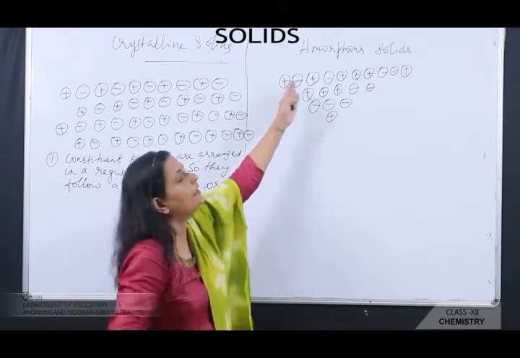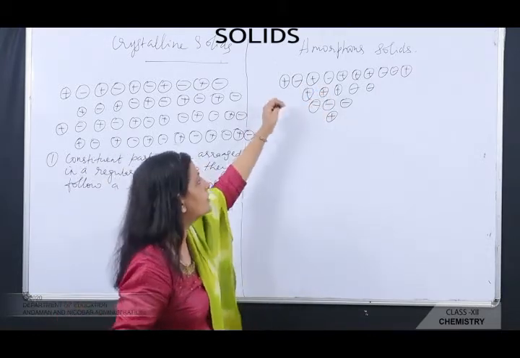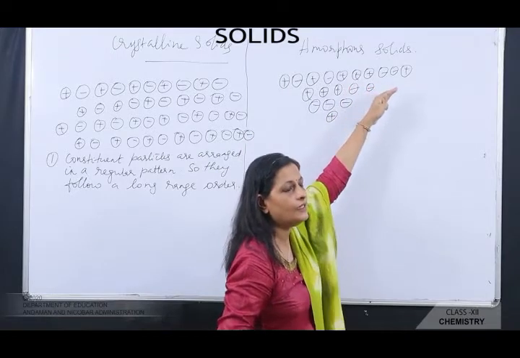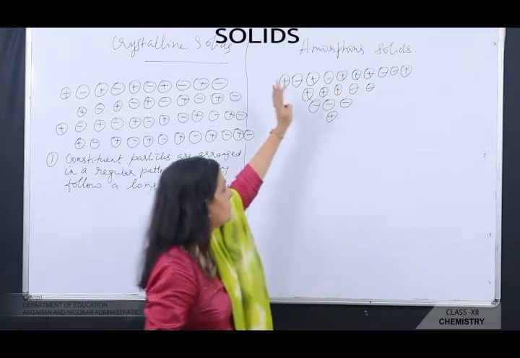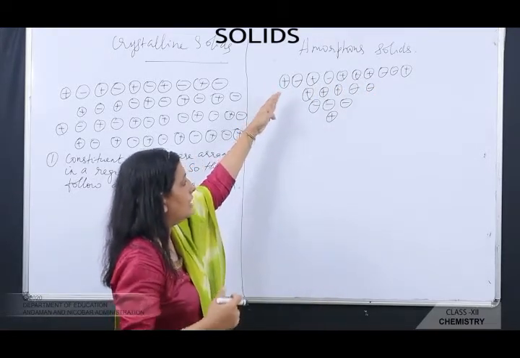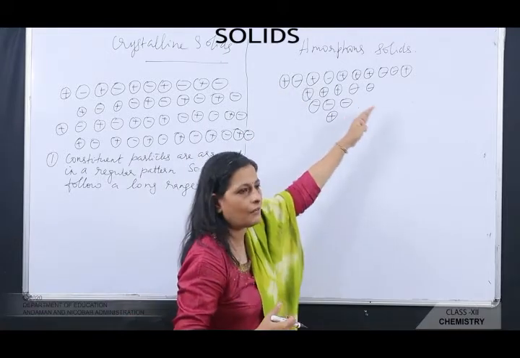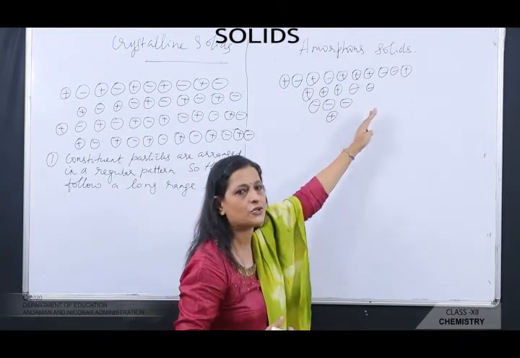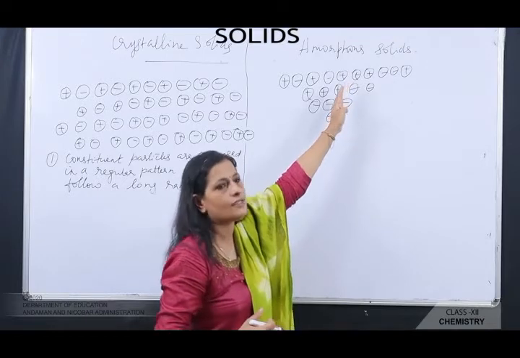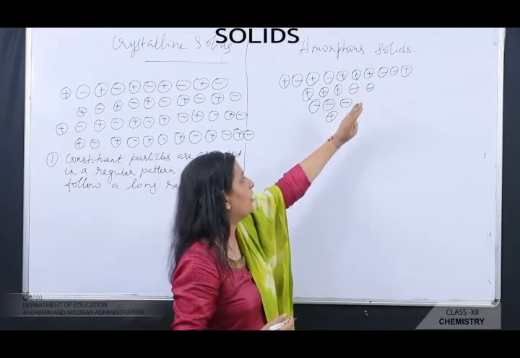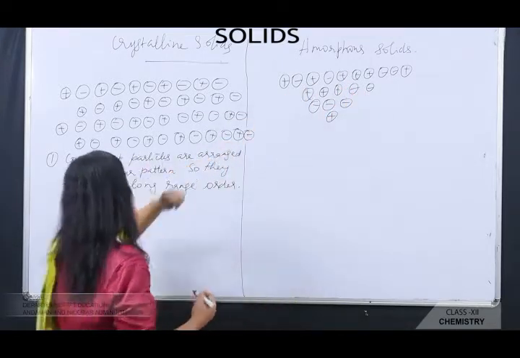Is any regular pattern followed? There is no regular pattern in case of an amorphous solid. That is, they are not arranged in a systematic manner, or there is no discipline in the arrangement of the constituent particles in case of an amorphous solid. So how will you define an amorphous solid?